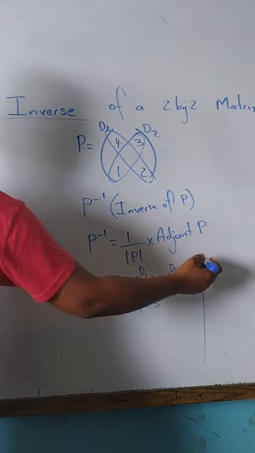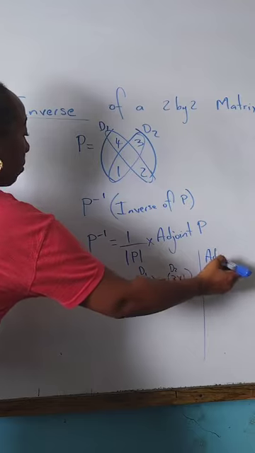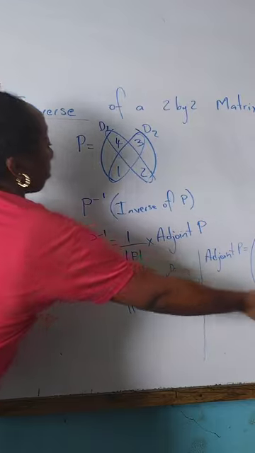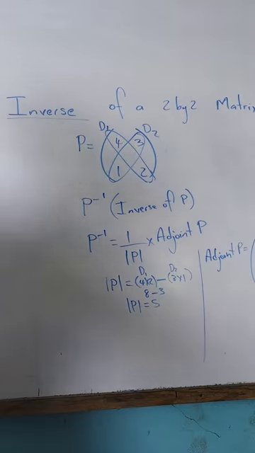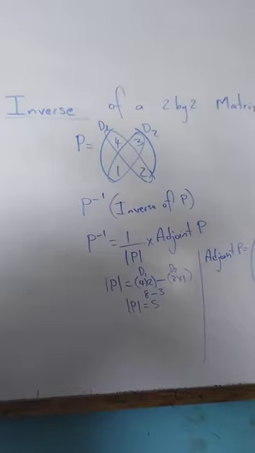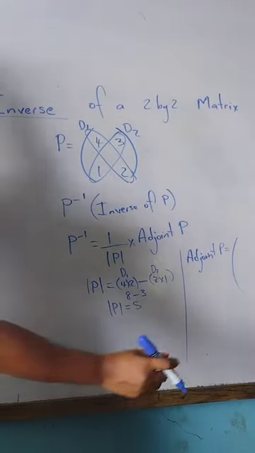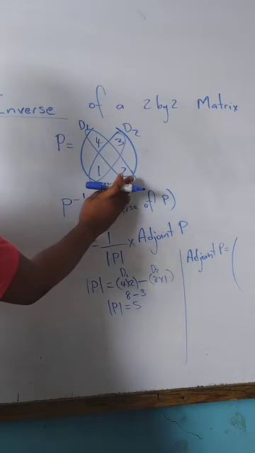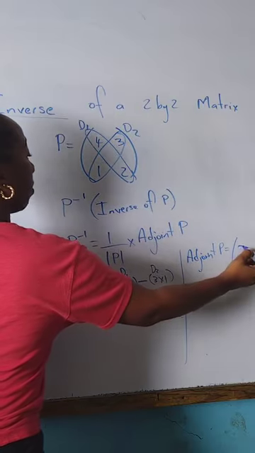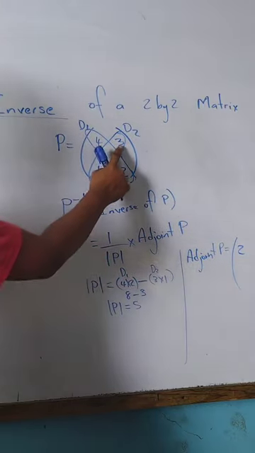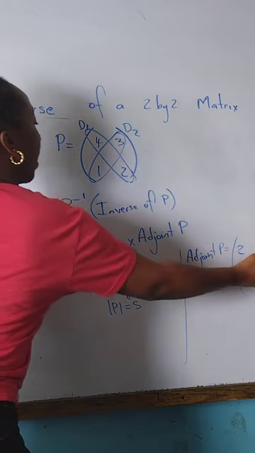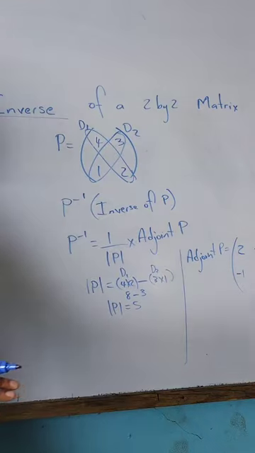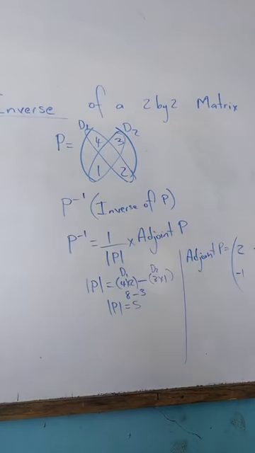Now we need to find the adjoint of P. The adjoint of P, remember that the adjoint is a matrix itself, representing matrix P, where we are looking at same diagonals. But we're going to do a rearrangement here. We're rearranging, switching the elements on diagonal 1, so now I have 2 there and 4 there, changing the signs of the elements on diagonal 2, so I have negative 3 there and negative 1 there. So now I have the 2 things that are required to actually find the inverse of the matrix.